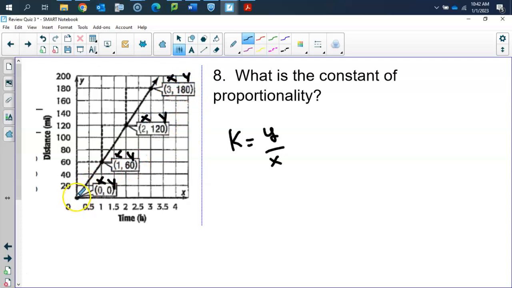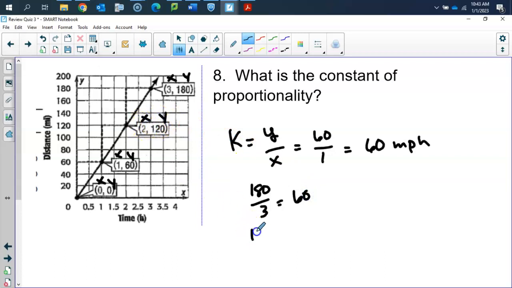Now, this graph is proportional because it's a straight line through the origin. This is really our unit rate. Y is 60 over X is 1. So it's 60 miles per hour. Now, I could have figured that out up here. 180 divided by 3 is also 60. I could do 120 divided by 2. It's also 60 miles per hour.